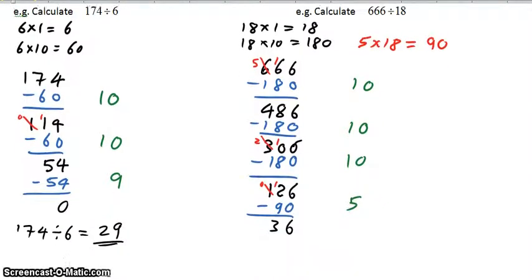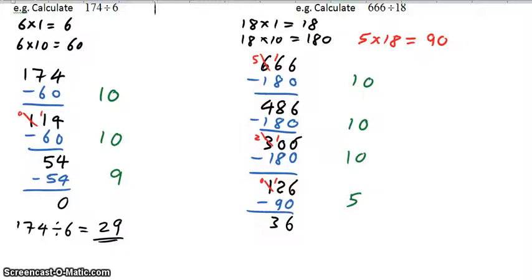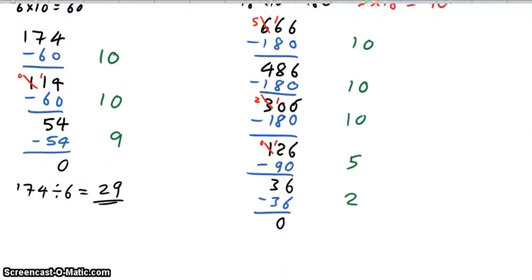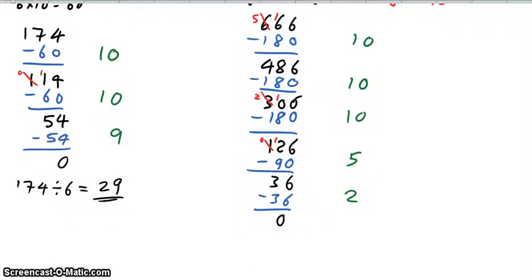Can you see what's left over? If you can't, you'd have to take off 18 and then take off 18 again. But I can see that 2 18s are 36. Takes me down to 0. Alright. What did I do there? That was 2 18s. So all in all, 666 divided by 18 must be 10, 20, 30, 35, 37.